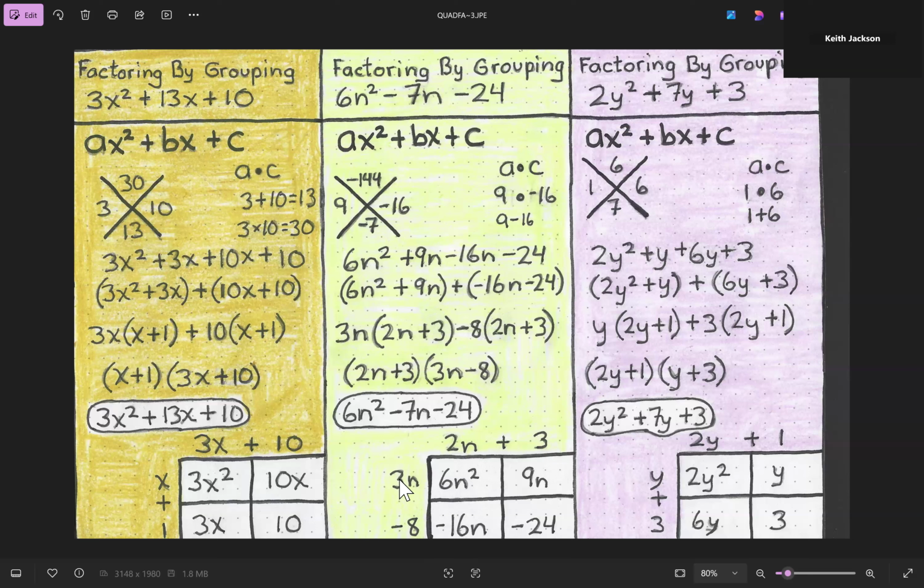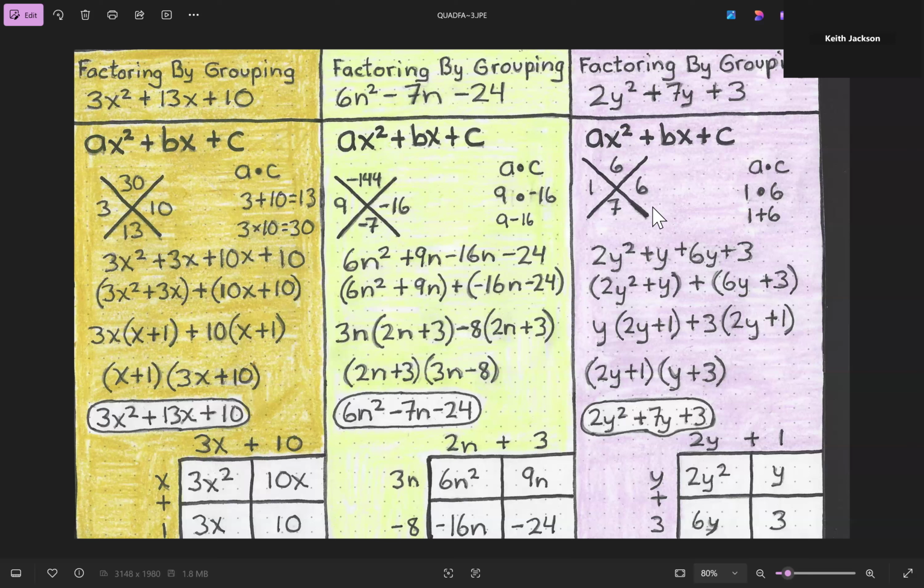while 3n times 3 will give us 9n, and a negative 8 times 2n will give us a negative 16n, and negative 8 times 3 will give us a negative 24, and it all works out right here. Okay, so let's move on to our third big example, in which we have 2y squared plus 7y plus 3.